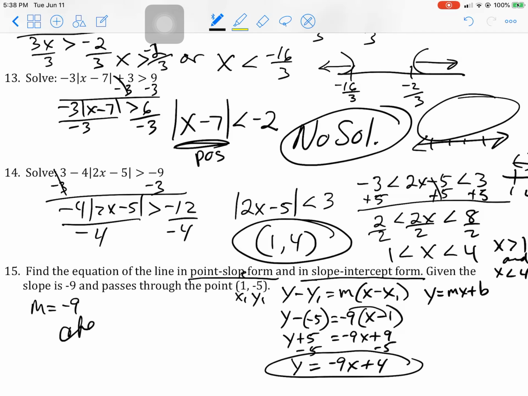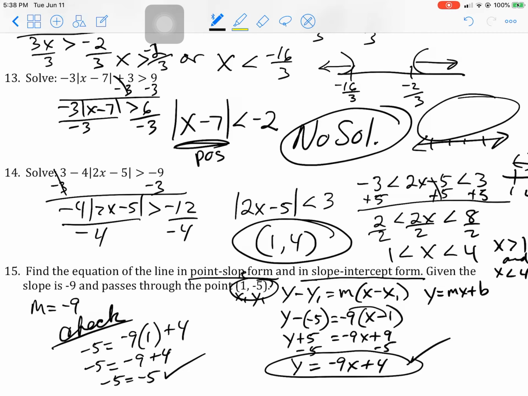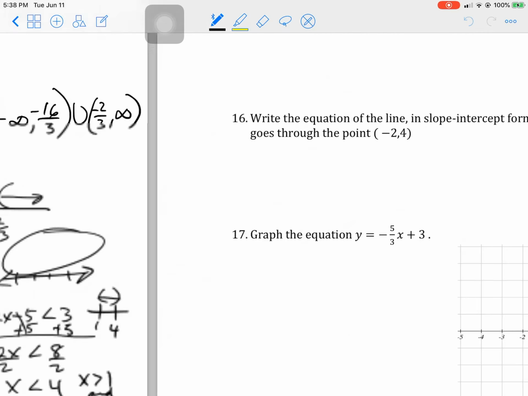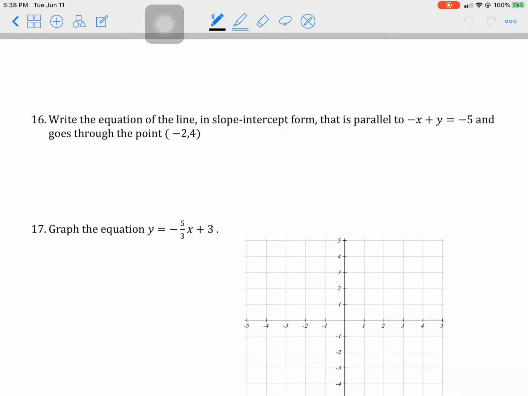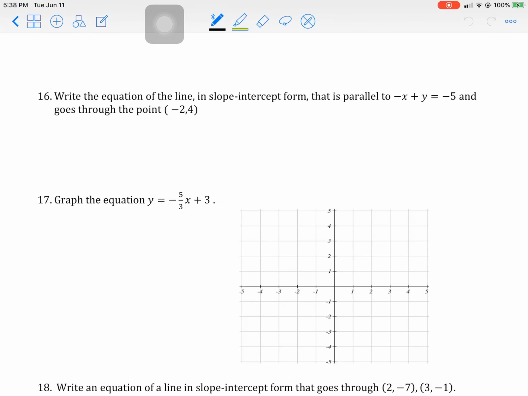If you want to check that real quick, it said that this point right here has to work in there. So the y was -5, and -9 times the x, plus 4. So this would be -5 equals -9 plus 4. -5 equals -5. So that works. So that's got to be right. Okay. All right, number 16.